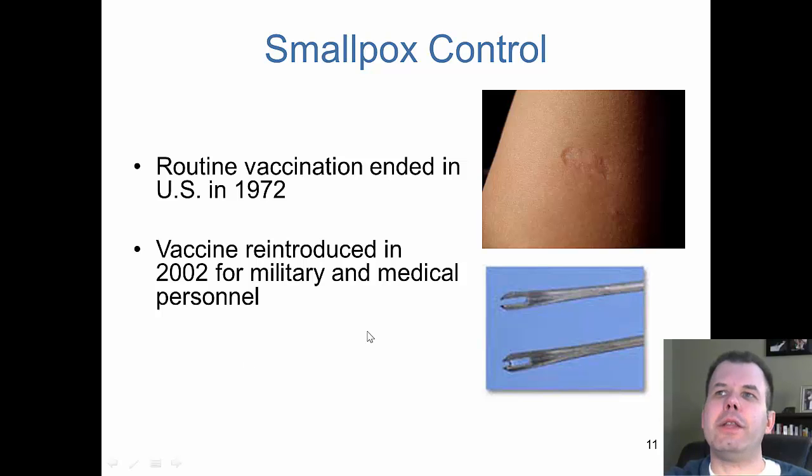Okay, now in the United States, the routine vaccination ended in 1972. So if you're younger than about 43, 44 years old, you probably weren't vaccinated for it. Those that have been vaccinated, and again, if you're from another country, you may have seen this scar that's on your shoulder. And so this is kind of the scar, and it's due to the barbed nature of the needle that they use.